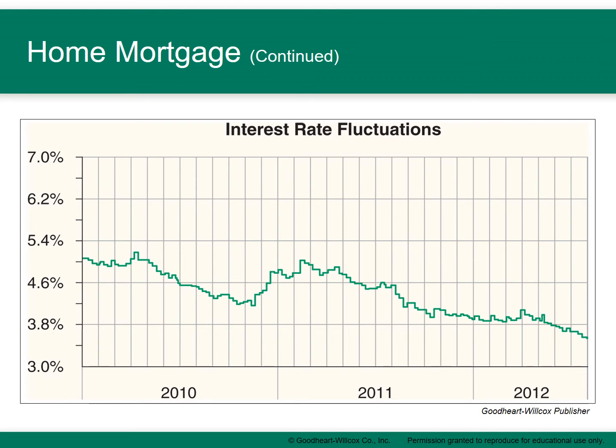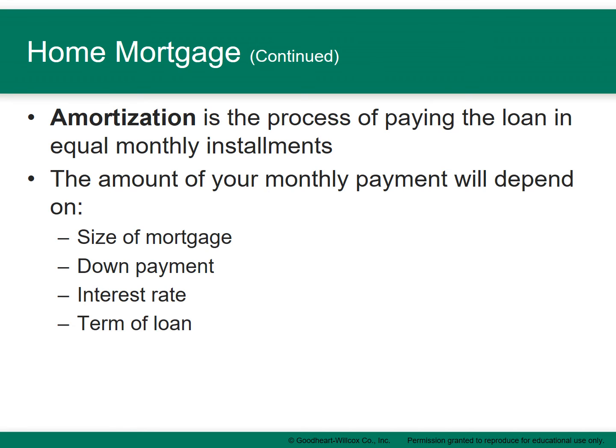And the banks and these things work the same way. The higher the interest rate, the more you're going to have to pay back on that loan, and the lower the interest rate, the less you're going to have to pay back on that loan. So amortization is the process of paying your loan in equal monthly installments. You'll pay this loan in these equal monthly installments, and oftentimes the amount of your monthly payment depends on how big your mortgage is.